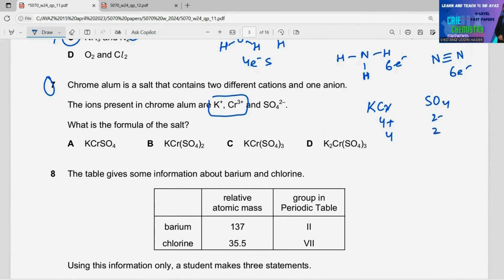These numbers can be simplified. 2 is the smallest number. So we will get 2 here and 1 here. Now these numbers will be swapped. And we'll get this. KCr(SO4) twice. Which means that B must be the right answer in this case.